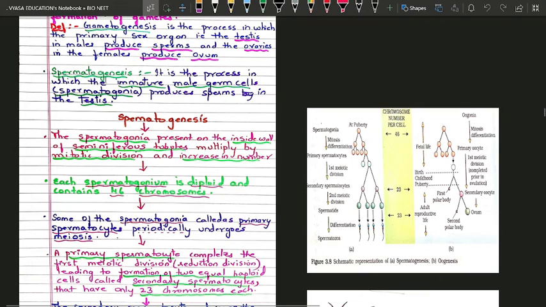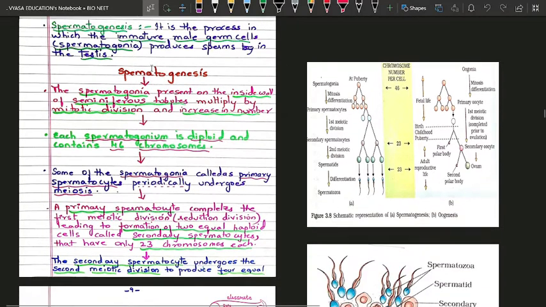What is spermatogenesis? See, gametogenesis is formation of the gametes. Spermatogenesis is formation of sperms. It is a process in which the immature male germ cells, that is the spermatogonia, produce sperms in the testis. So as we said, it is the formation of the sperms. What are spermatogonia? They are the immature male germ cells.